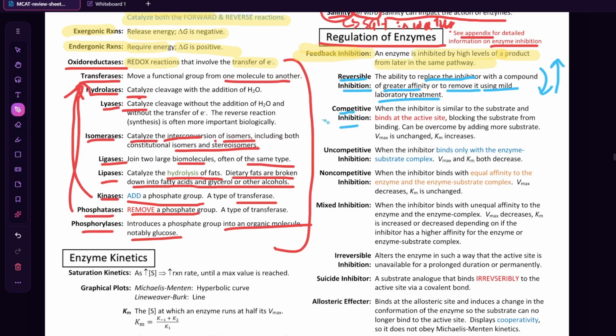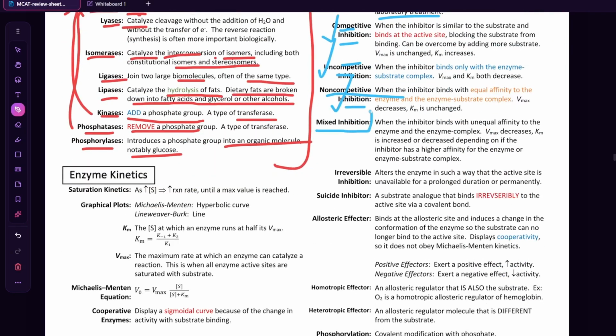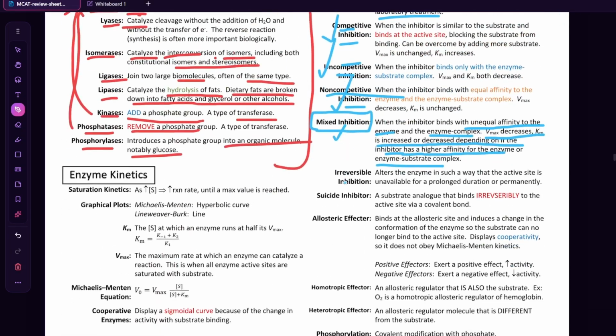Competitive inhibition, we already talked about. Uncompetitive, talked about that. Non-competitive, we talked about that. Mixed inhibition, we did not talk about. When the inhibitor binds with unequal affinity to the enzyme and the enzyme-substrate complex, Vmax decreases, and Km is increased or decreased depending on whether the inhibitor has a higher affinity for the enzyme or the enzyme-substrate complex. That's mixed inhibition, another type of inhibition to know and understand.